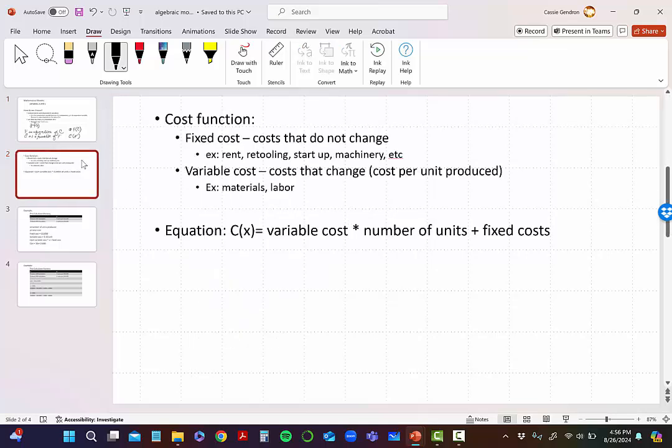In the context of the class, we're going to talk about a cost function. So that's a fixed cost, costs that do not change, such as rent, retooling, startup, machinery, supplies, etc. And a variable cost, or costs that change, or costs per unit produced, like materials, labor, and other things that could change. The cost equation is C of x equals the variable cost times the number of units plus the fixed cost. So in your workbook, it says variable cost times the number of units plus the fixed costs.